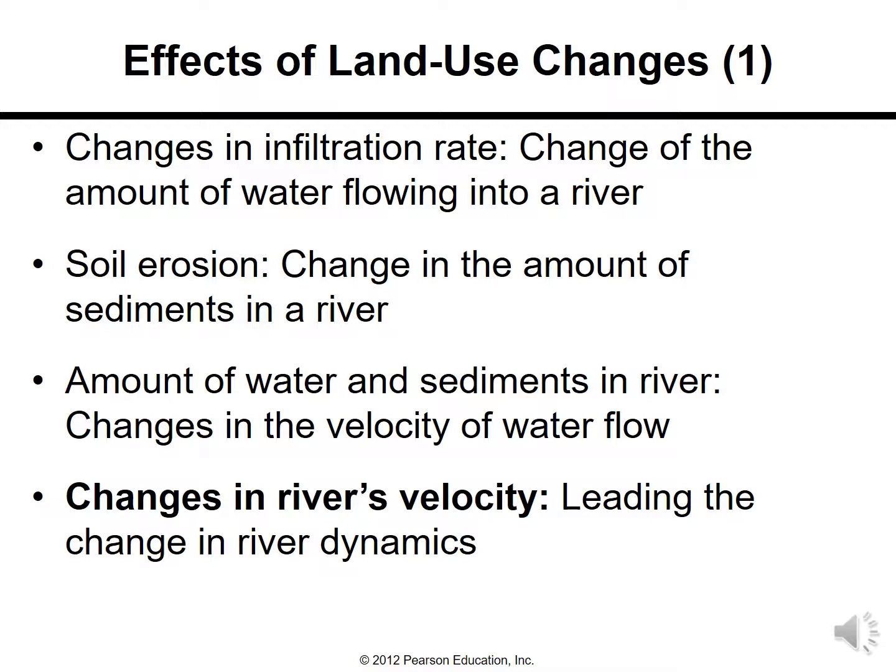The amount of water flowing into a river changes with the effect of land use changes. Soil erosion is a change in the amount of sediments in a river. The amount of water and sediments in a river changes the velocity of water flow, and the change in the river's velocity leads to a change in river dynamics. We briefly talked about these same concepts in previous slides.